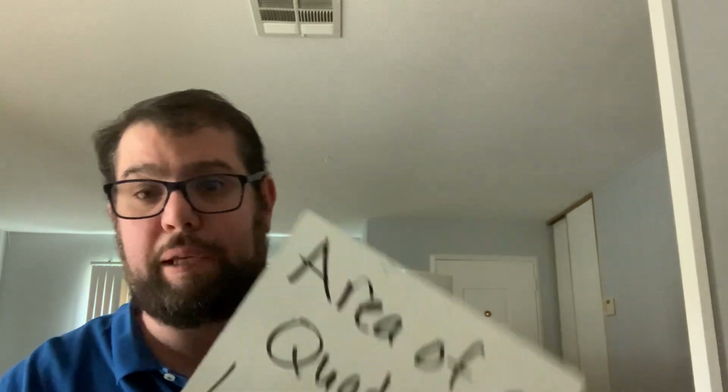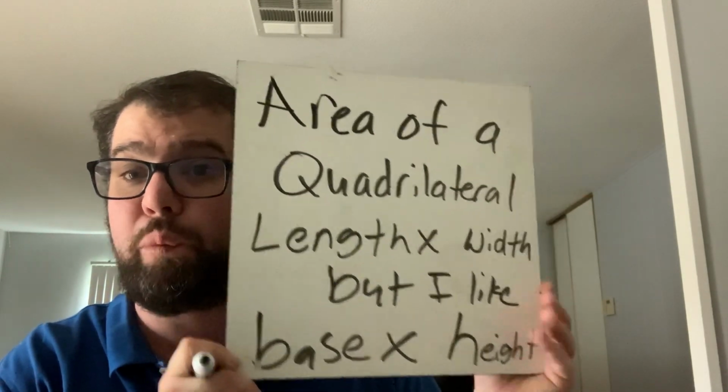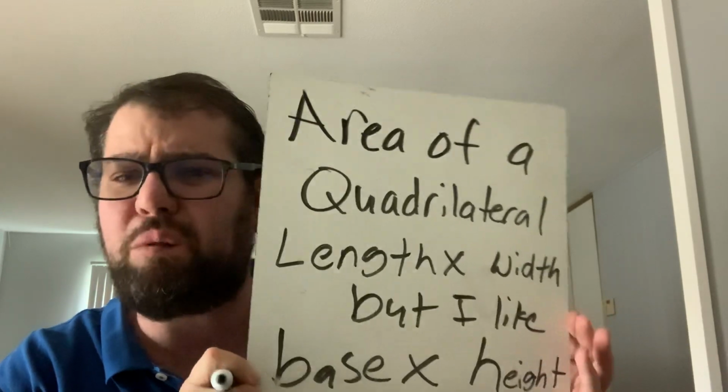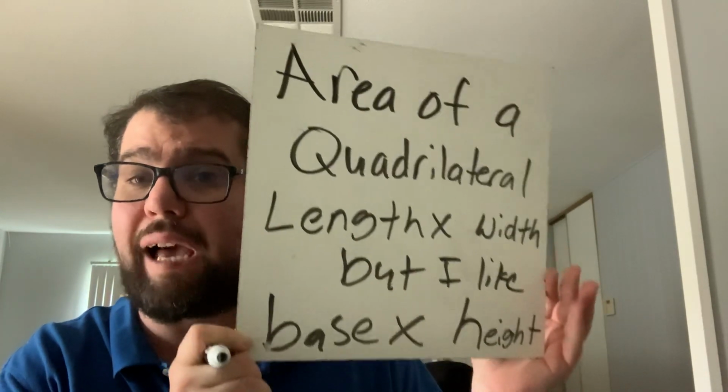Now we're going to go back and learn how do I find the area. And to find the area of a quadrilateral, I'm going to be honest, you all know me, I'm a little bit different than most people. Most people use the formula length times width. I don't really like that formula. I like to use base times height.